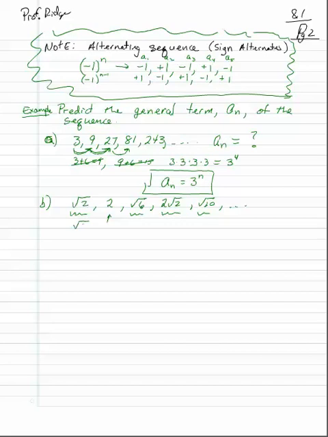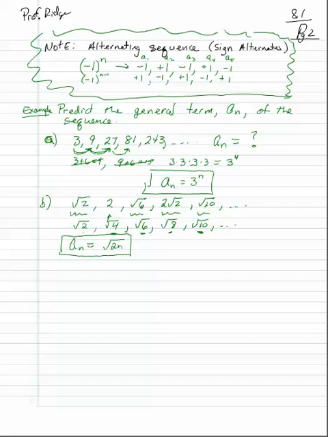So we got square root of 2, square root of 4, square root of 6, 2 square root of 2 is square root of 8, square root of 10, and hopefully now you can see the pattern, you got 2 times 1, 2 times 2, 2 times 3, 2 times 4, 2 times 5. And they're all under the square root, so that's going to get you 2n under the square root. So a sub n is square root of 2n.